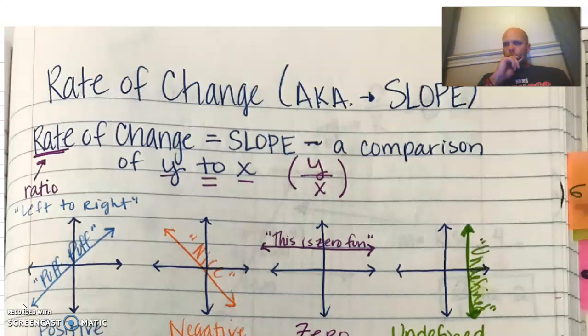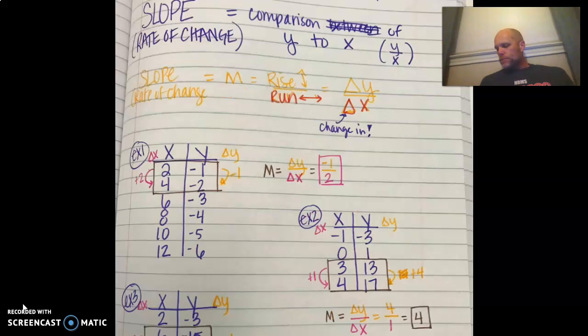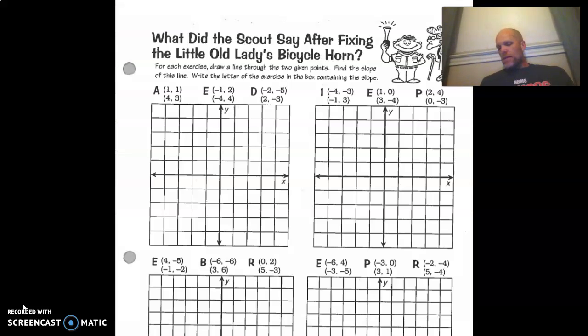So before we actually do this, I want to actually do a problem for you on the assignment before we even take notes. So maybe that will give you a better idea of what we're looking at. Okay. So this is the assignment. It's what did the scout say after fixing the old lady's bicycle horn? So I'm going to do one of these.